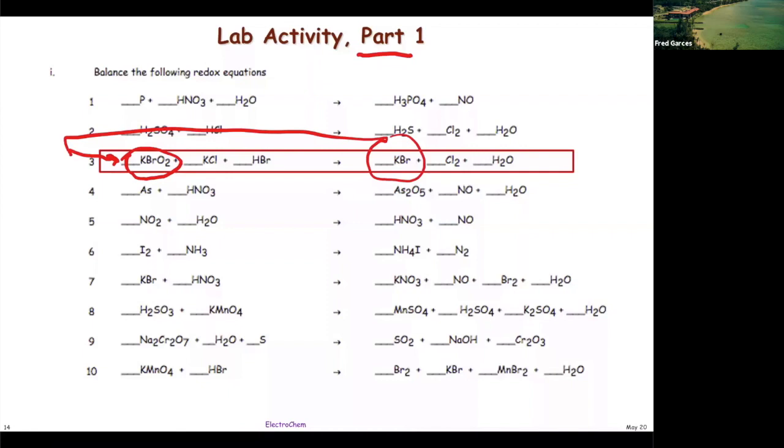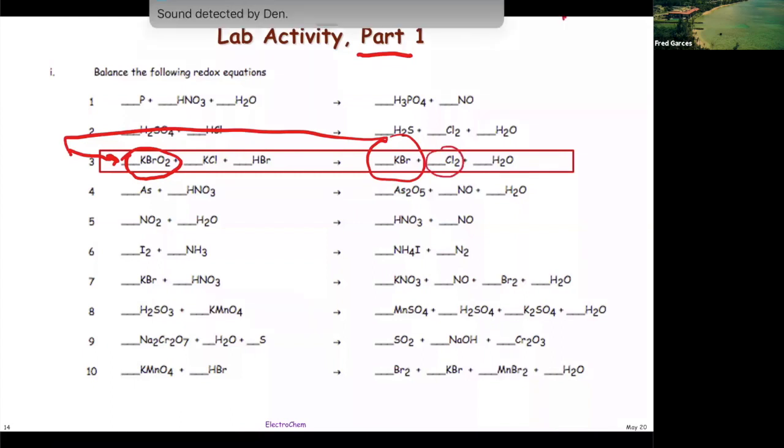Now we take care of the other chemical, and that might be chlorine. Where does chlorine come in? Let me change pen here so that you guys can see this.